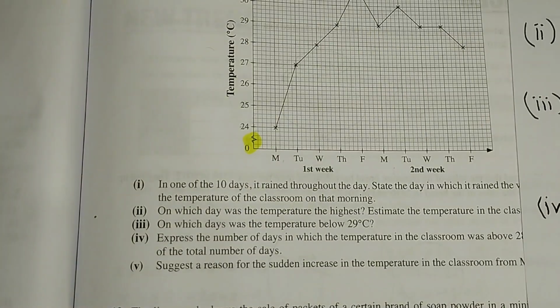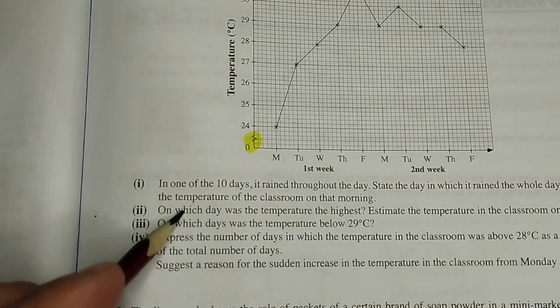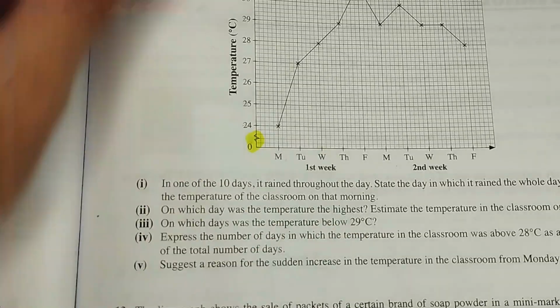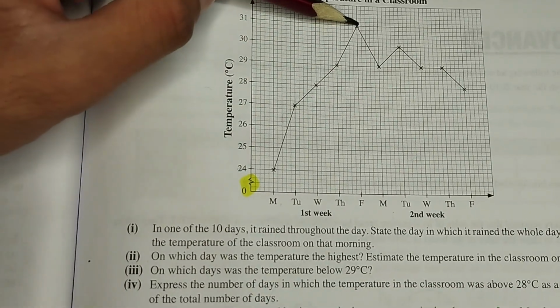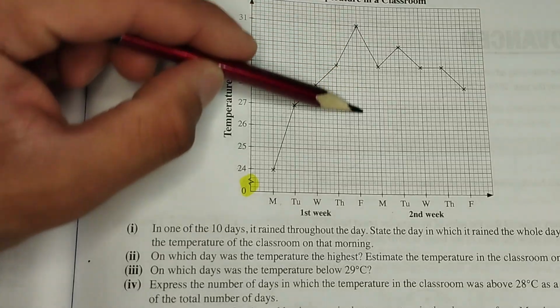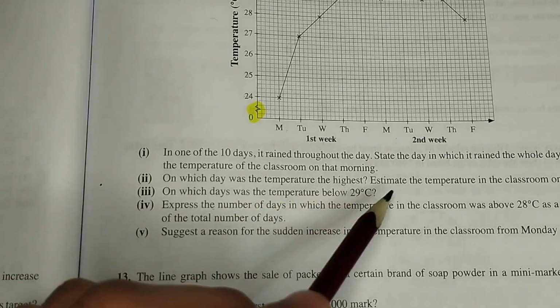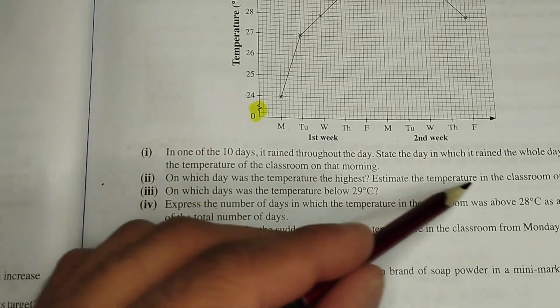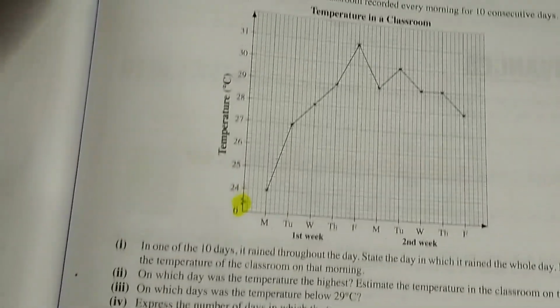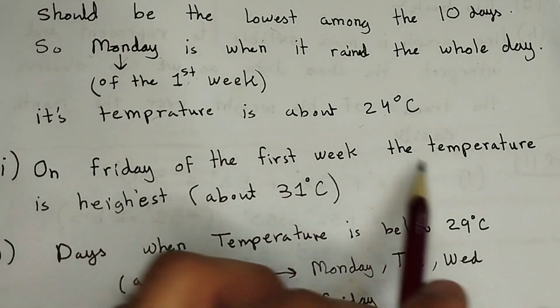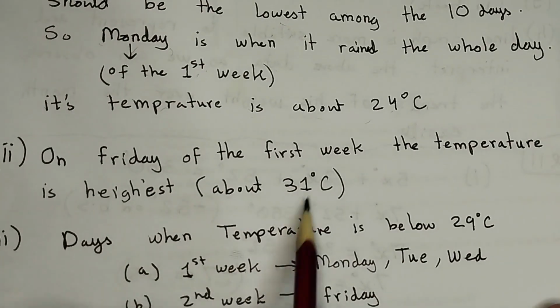Then we have: on which day was the temperature highest? As you can see in the graph, this is the highest, and it's on the Friday of the first week. Estimate the temperature in the classroom on that day. It's 31, as you can see in the graph, 31 degrees Celsius. So you can write it simply like this: on Friday of the first week, the temperature was the highest, which was about 31 degrees Celsius.